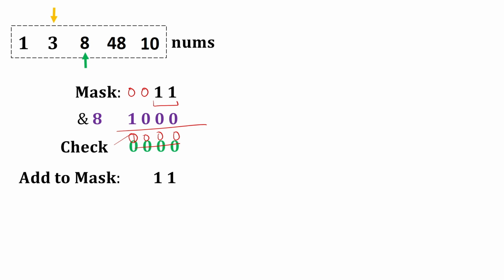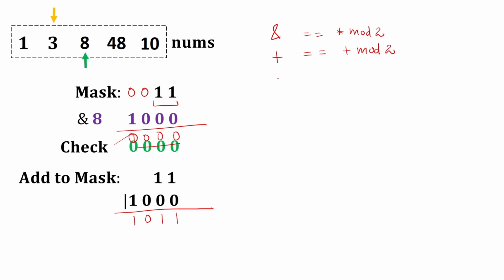What does adding mean? It's just doing an OR. How do you do an OR? 1 plus 0 is 1. 1 plus 0 is 1. 0 plus 0 is 0. 1 plus 0 is 1. So doing an OR is just addition modulo 2, and doing an AND is equivalent to multiplication mod 2. What does adding mean? Adding is just addition modulo 2.